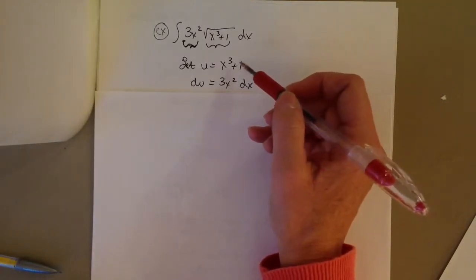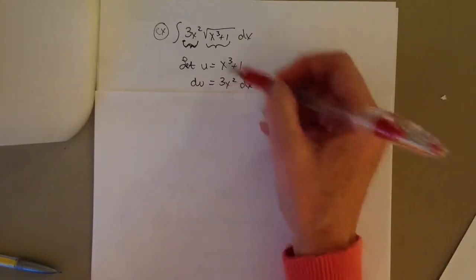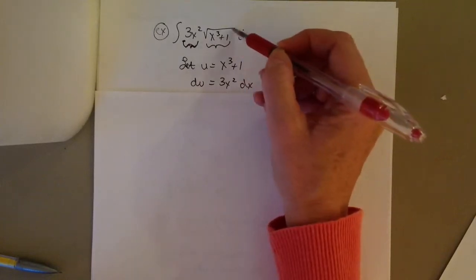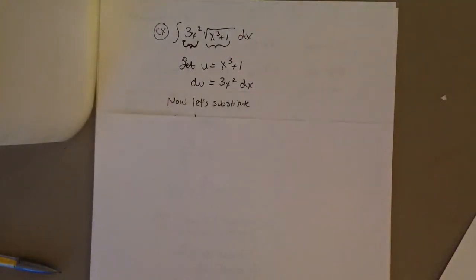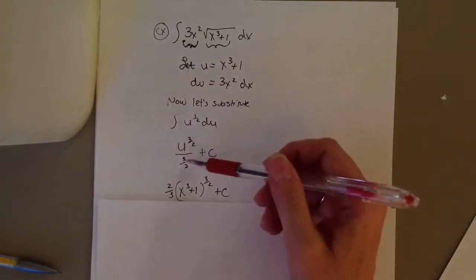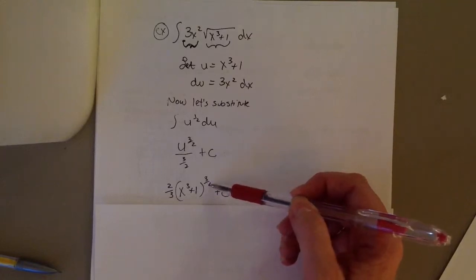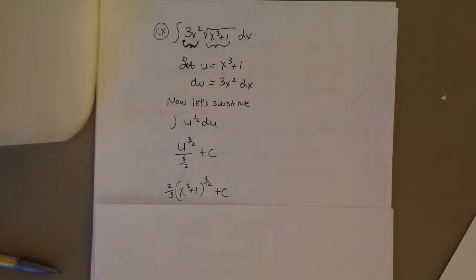So now I can replace my 3x squared times dx with a du, and everything underneath the square root with a u. When I do that, I get this, that I can actually take the antiderivative of. So it's u to the 3 halves divided by 3 halves plus c. So I'm going to multiply by the reciprocal, 2/3. I'm going to resubstitute back in what my u was, plus c. And I'm done.